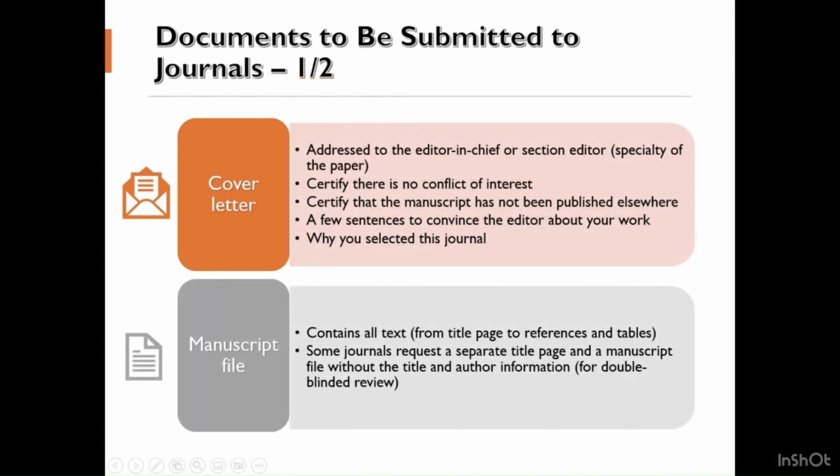Next, we have the manuscript file, which should contain all the text all the way from the title page to the references and the tables. Again, you have to refer to the journal's style. Some journals require a separate title page because some of them operate double blinding peer review, so they don't want you to include all the author's information in the main manuscript file.